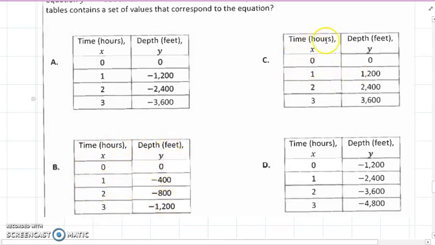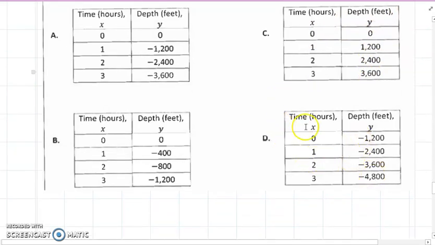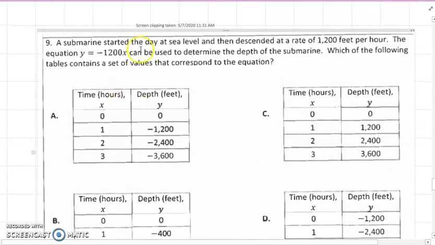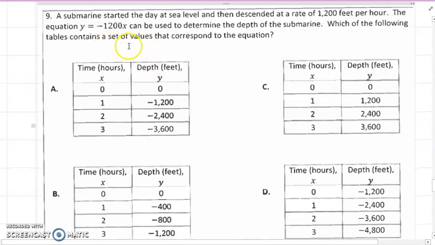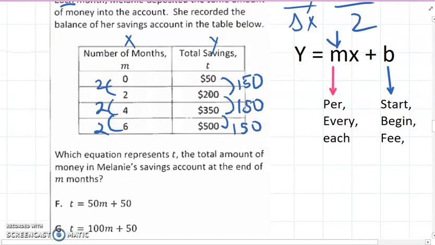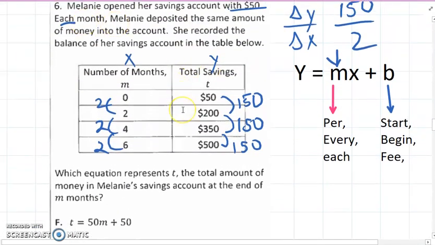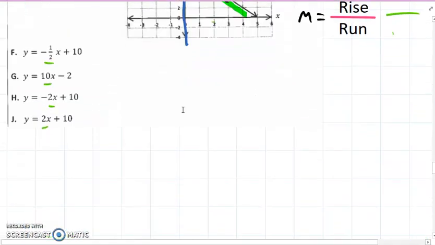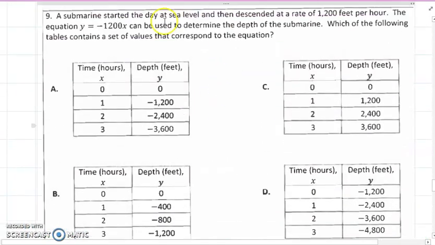C, same thing, time in hours is x, depth in feet is y, and the numbers are there. Be careful with some of the negatives. D, time in hours is x and depth in feet is y. So what you're going to do is the same thing as the other problem. This is similar to number 6, so look at number 6 to get some ideas how to answer this problem.